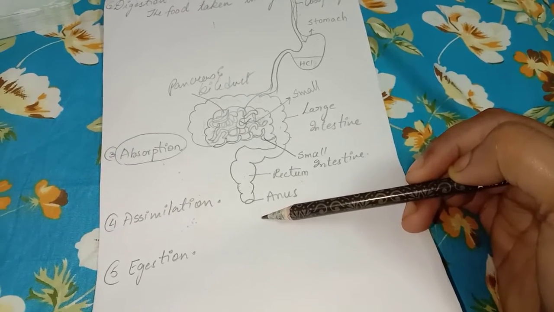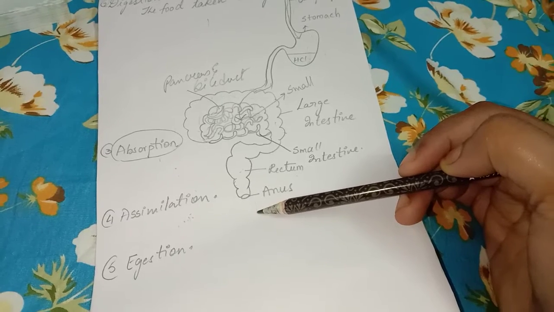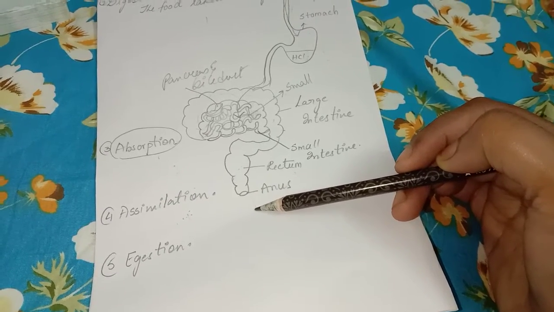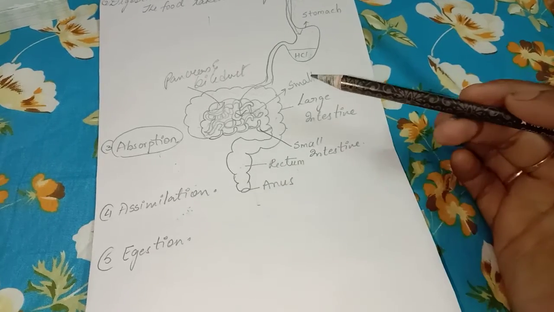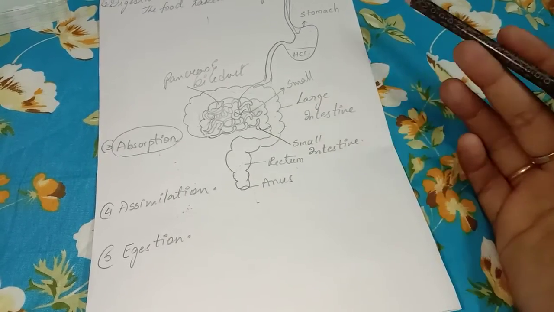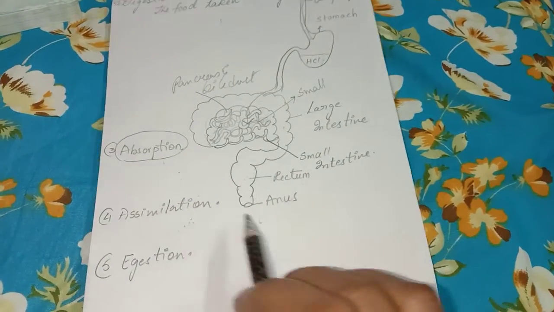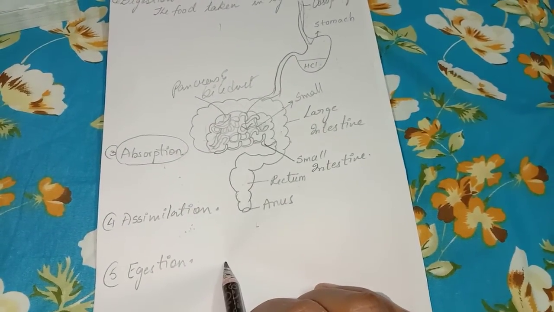You can describe it as the process by which undigested food material in the form of feces is removed from the body. Different animals have different body structures, and the process of nutrition will also be different in them. So this is about the 5 stages of nutrition in animals.